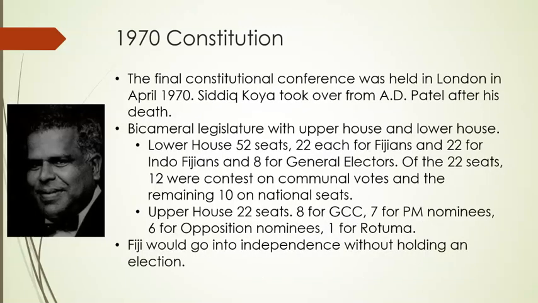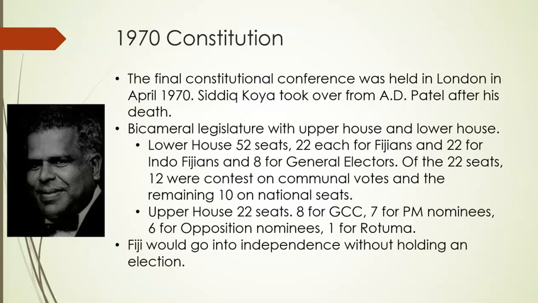What they ended up agreeing to was a bicameral legislature with an upper house and a lower house. So this is a little different to what Fiji's Parliament looks like today, but it may resemble other parliaments in the world that have inherited a British system. Essentially two houses: a lower house with elected representatives, and an upper house with nominees.